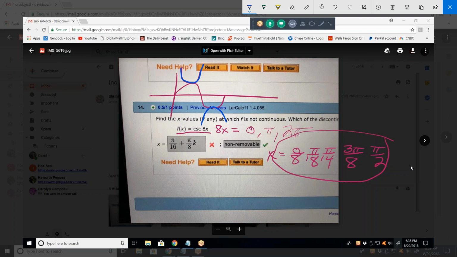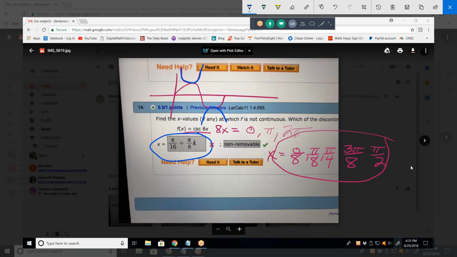Oh, well, are you talking about this? Yeah, that was my answer, but they said that it was wrong. Okay, so k is the multiples of pi over 8. Yeah.